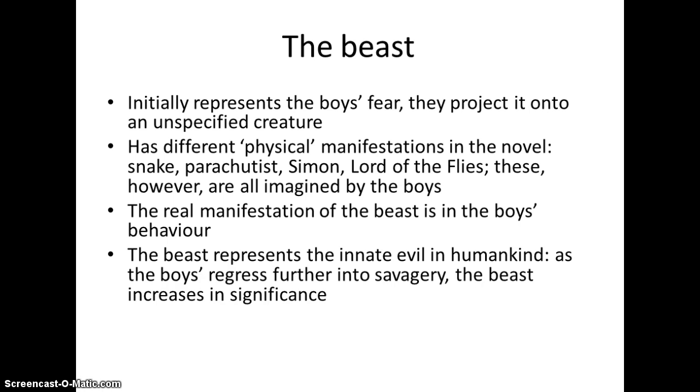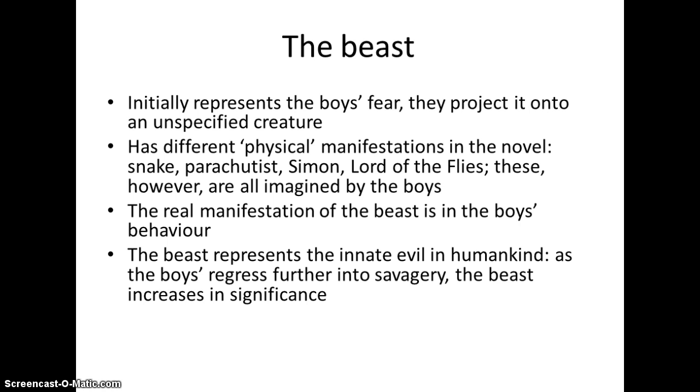And as a result, the beast kind of changes. It goes from being something representing their fear to representing their innate evil, which of course is something to be fearful of, but something within them. The beast lurks within them, and that is the evil in humankind. Mankind's essential illness, Simon calls it. What if it's only us? He says it. He sees the image of the beast, and it's an image of a man.